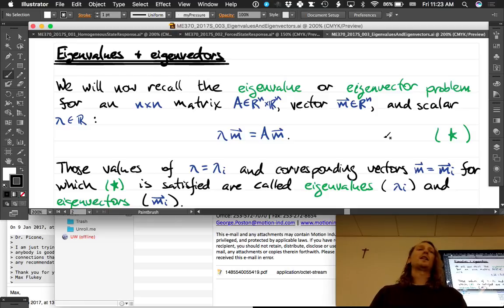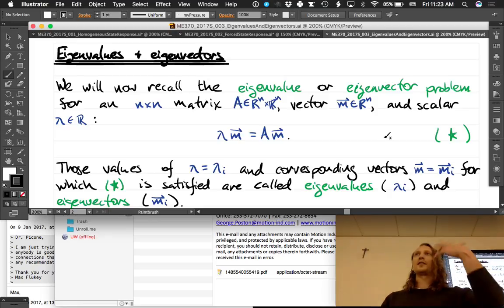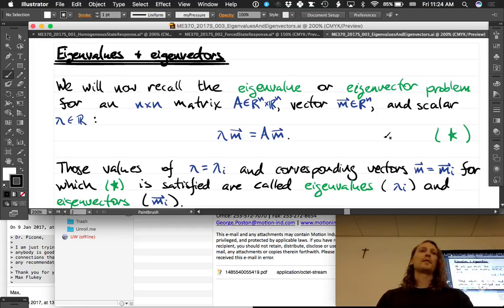These two things, finding eigenvalues and eigenvectors, are so useful. It's a great tool. So it doesn't just come up here in this class. It comes up in vibrations and dynamics a lot. So we will now recall the eigenvalue or eigenvector problem. Okay, so maybe some of us can recall it. Others of us are learning it for the first time.